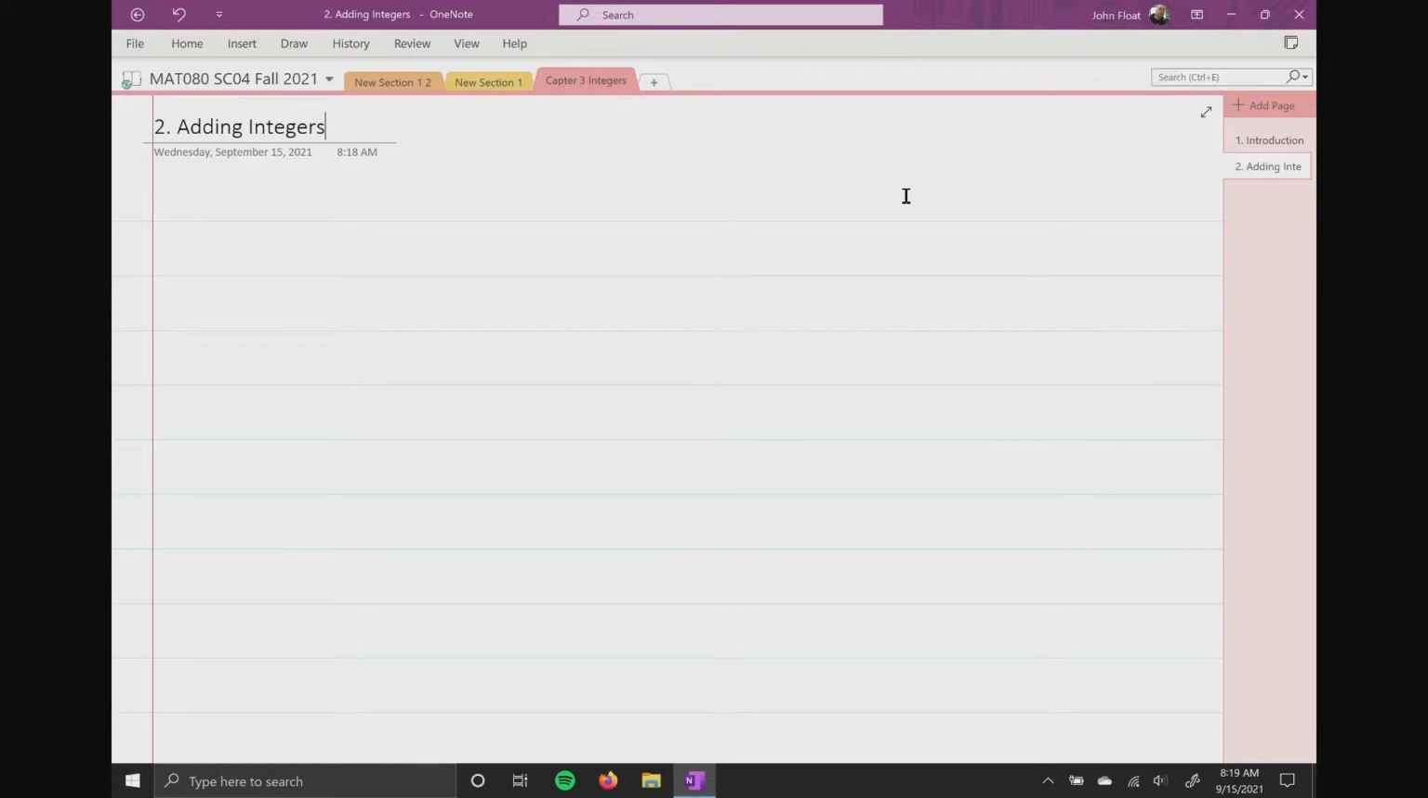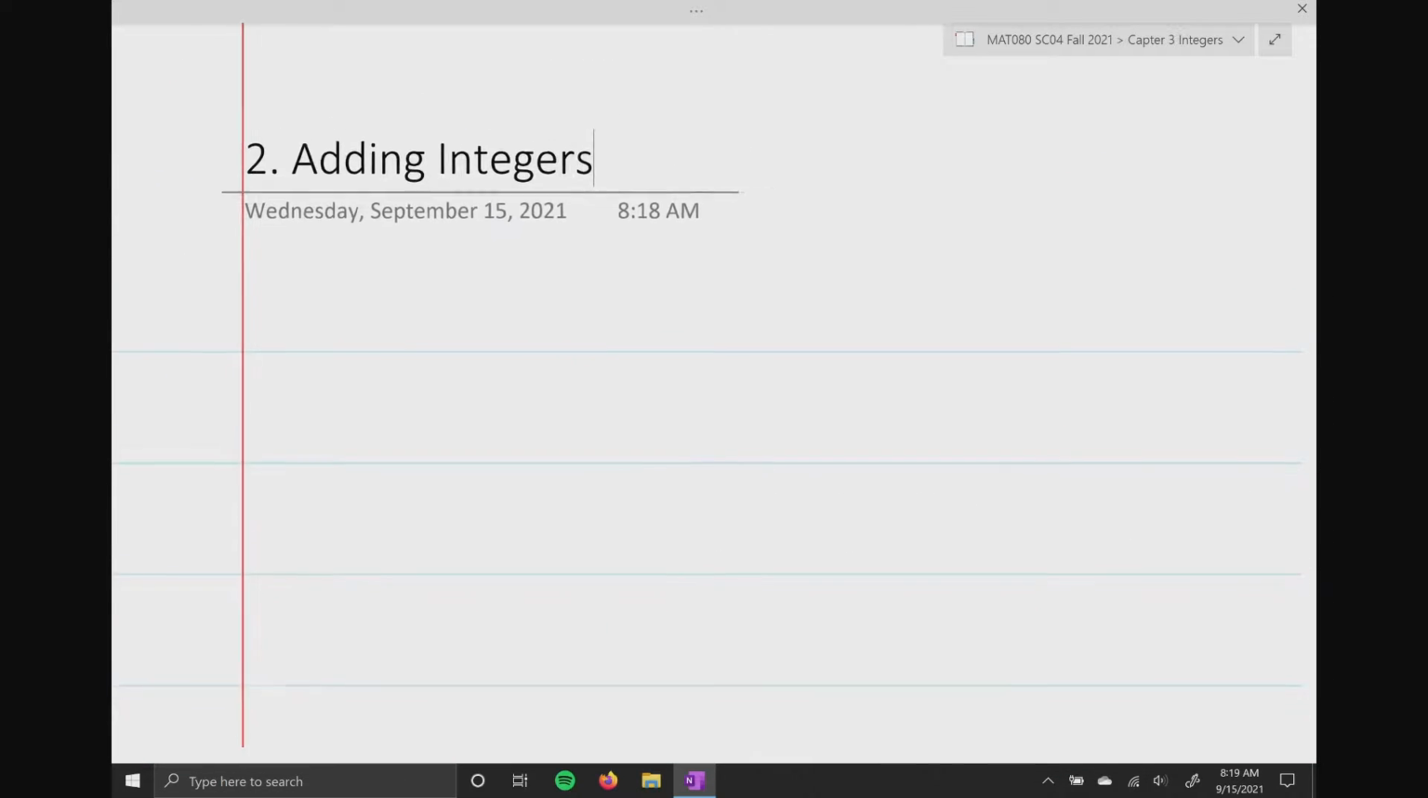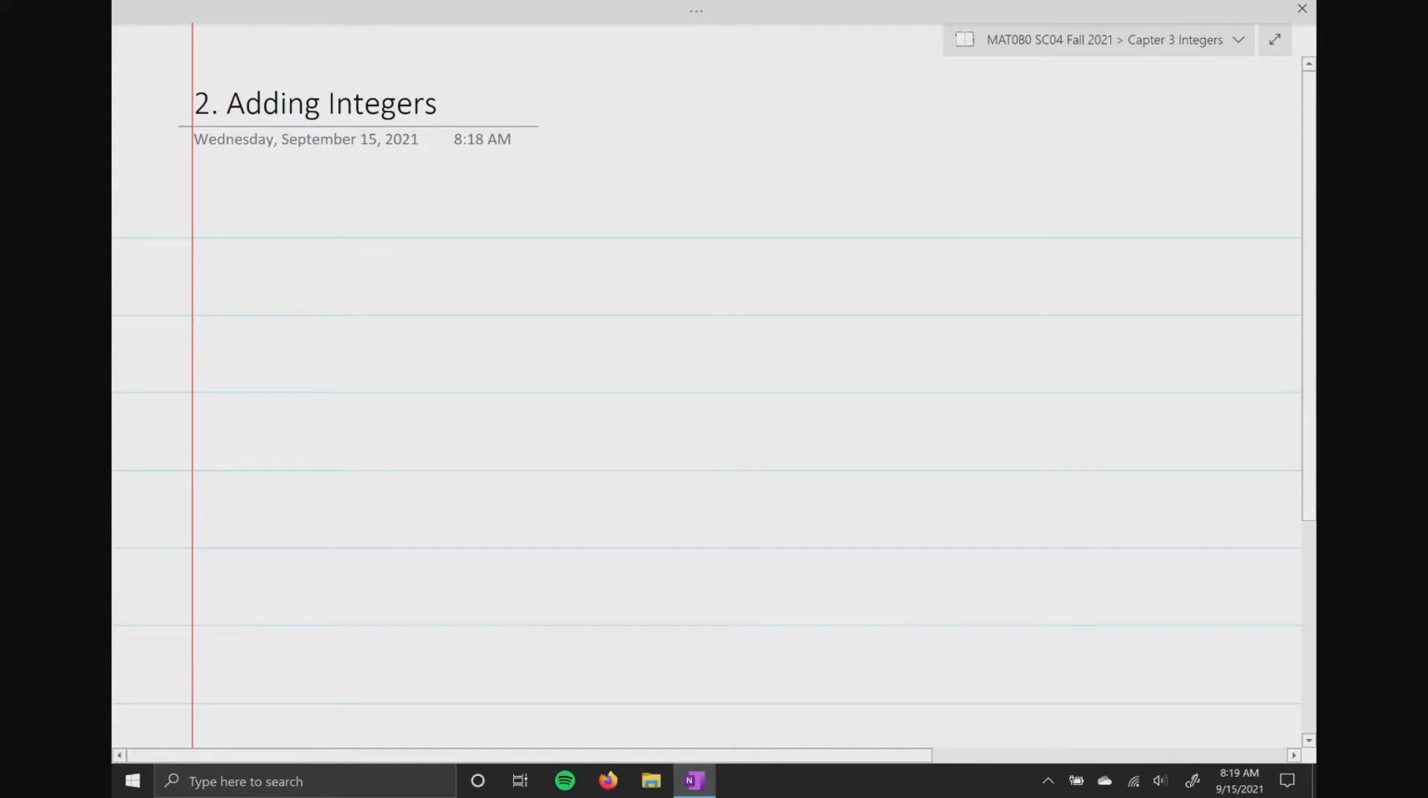All right. So adding integers. Adding integers, very simple. Okay? This is the first time that we're actually going to see a lot of rules. Okay? So let's think about a super easy problem. How about this one?